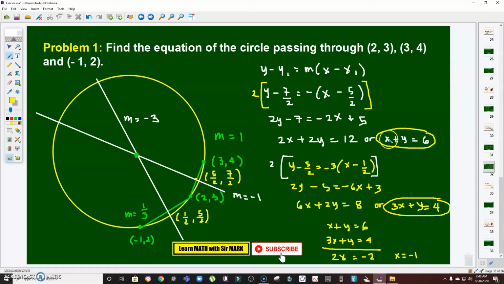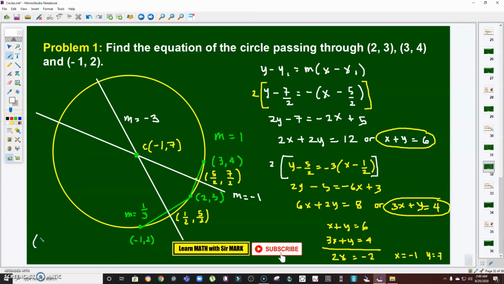So if x is negative 1, I'll substitute it here. After transposing, y will become 7. Therefore, the center of my circle is (negative 1, 7). There you go, so I have the center. All you have to do is get the radius. I'll write it here. I have no more space, so I'm just going to use white.